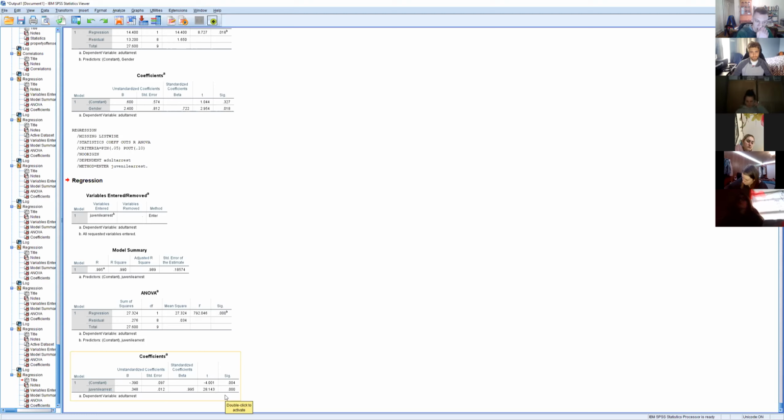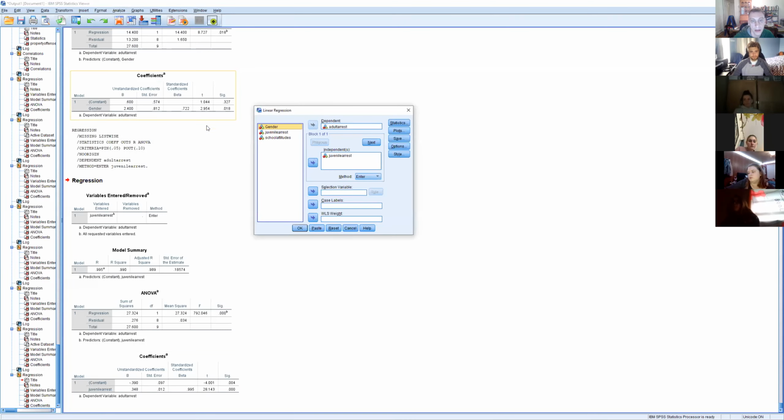All right, so that is what we find when we look at the effect of juvenile arrest on adult arrests. And now finally, let's look at the effect of school attitudes on adult arrests. In the homework, I'm asking you to look at these all at the same time, but right now we're just looking at these individually in simple linear regression. So analyze, linear, and put juvenile back and stick in school attitudes.